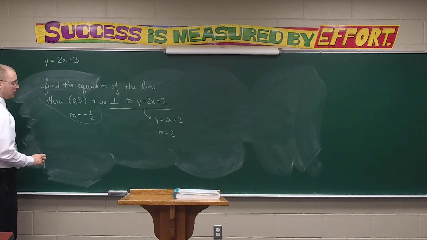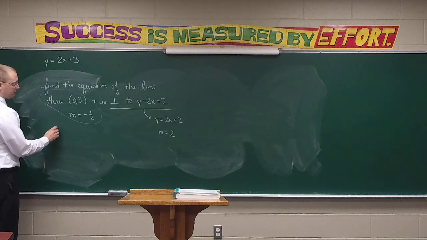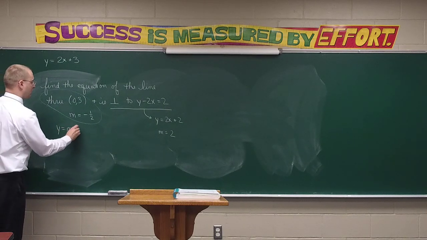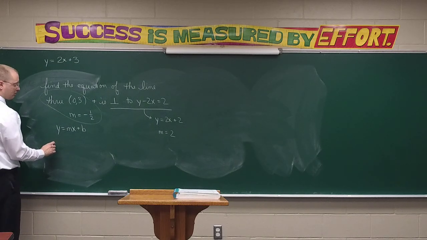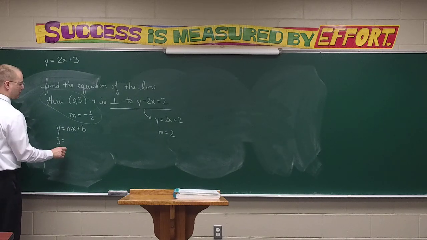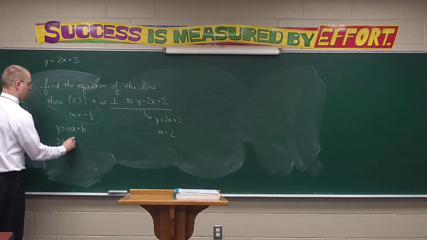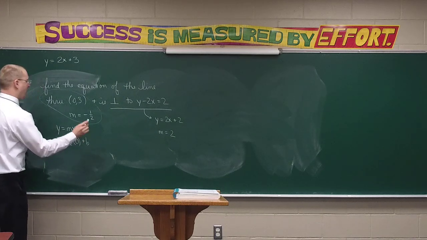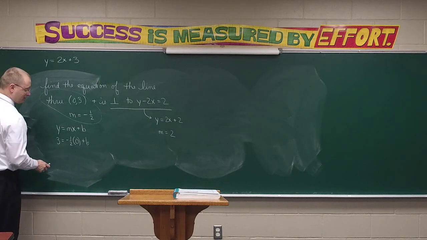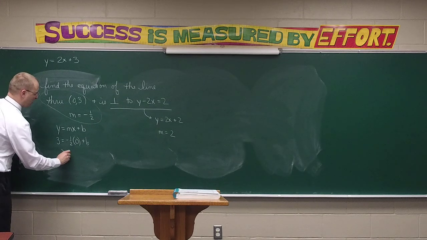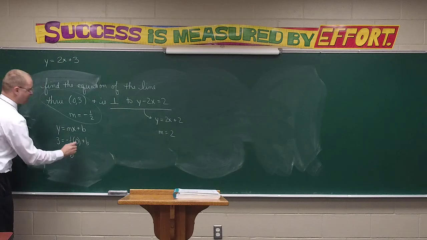You start off with this slope-intercept form. Okay. Y equals mx plus b. And then you put in the numbers. So 3 equals negative 1/2 times 0 plus b. And once again, as happened last time, the whole 0 stuff just cancels. I just get b equals 3.